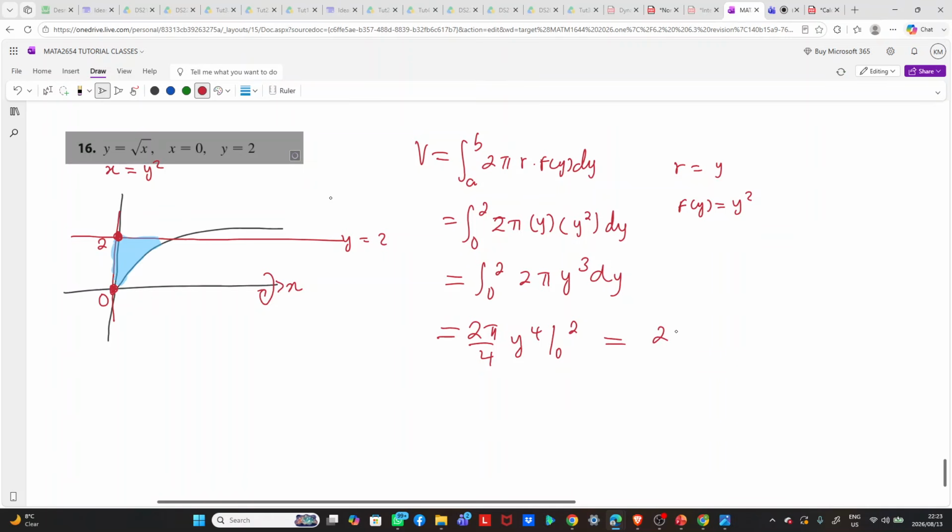Then you'll have 2 pi over 4 times 16. If you plug in 0, the thing will go away. Then 16 over 4, that is 2. 2 times 2 pi gives you 4 pi.